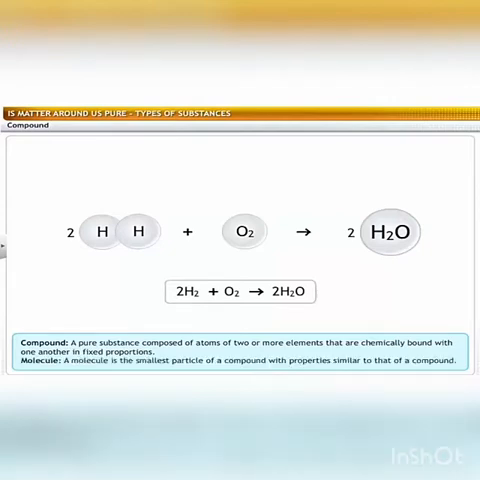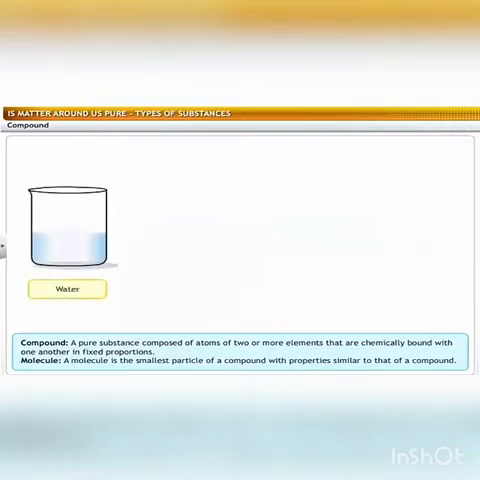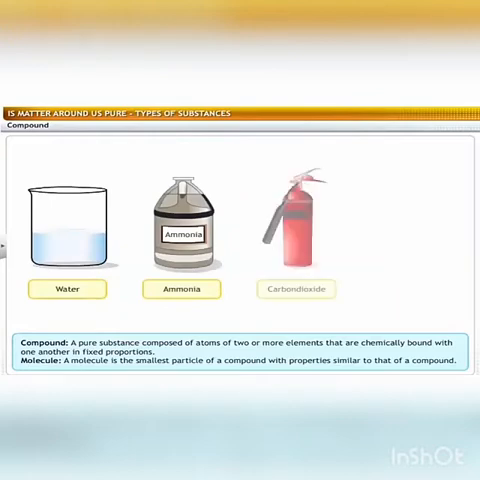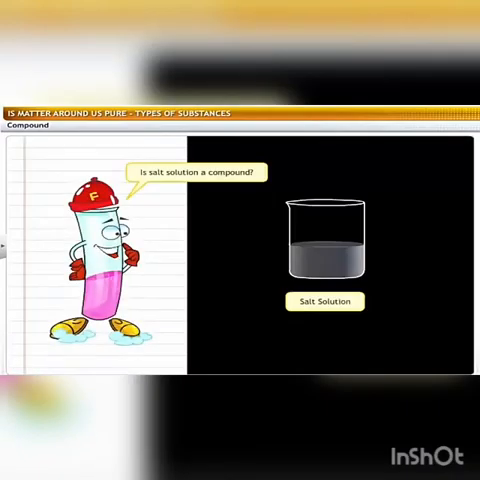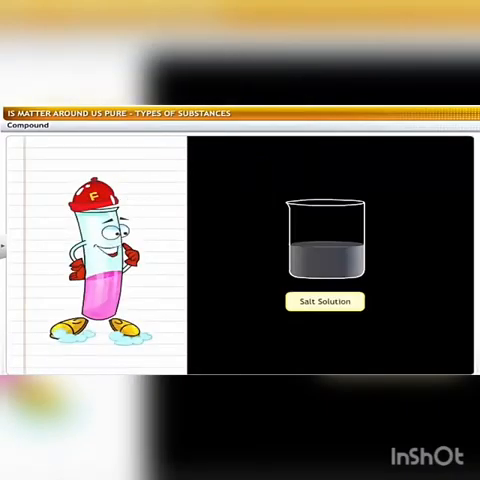A molecule is the smallest particle of a compound that still has all the properties of a compound. Water, ammonia, carbon dioxide, and limestone are examples of compounds. Is salt solution a compound? No, it is not. Even compounds have similar properties like that of elements.